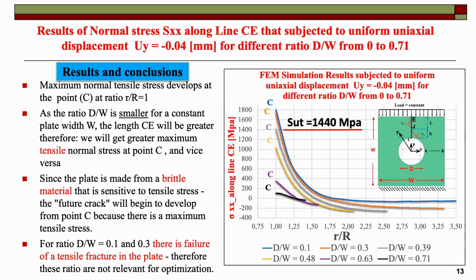The length CE will be greater, therefore we'll get greater maximum potential normal stress at point C, and vice versa. Since the plate is made from brittle materials that are sensitive to tensile stress, the future crack will begin to develop from point C because there is the maximum tensile stress. The future fracture will start from point C along the line CE with mode 1 fracture.